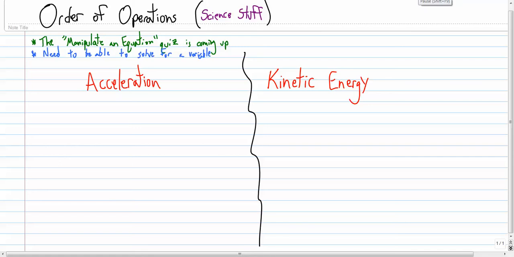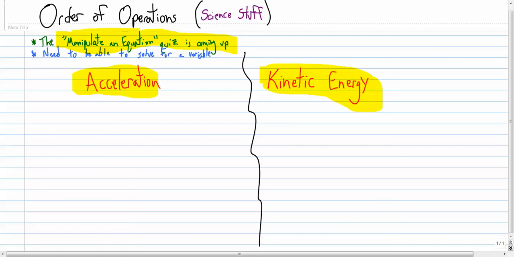Okay, coming up in the near future, there is a quiz called Acceleration, and sometime after that, there's another quiz called Kinetic Energy, and both of these quizzes are hidden from your view initially. You can't see either of these quizzes until you prove that you can handle a little bit of math by passing the Manipulate an Equation quiz, and that quiz is coming up fairly soon.